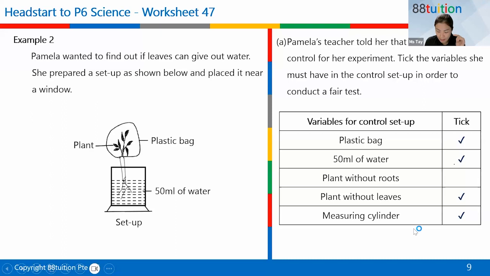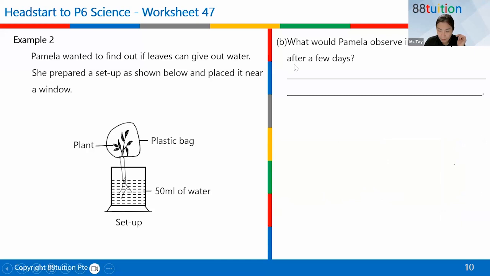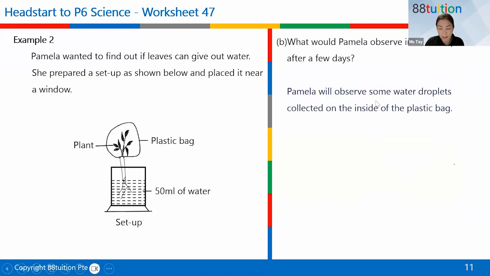So you can understand this part, plants without leaves and then plants with leaf. Next, what do you think she's going to observe in the setup after a few days? I mentioned just now, inside the plastic bag, you're going to see water droplets, right? So water droplets will be collected on the inside of the plastic bag. This is for only the setup with leaves. For another setup without leaves, the plant is there, the roots are there, but without leaves, you're not going to see water droplets. Is that clear? Okay, good.